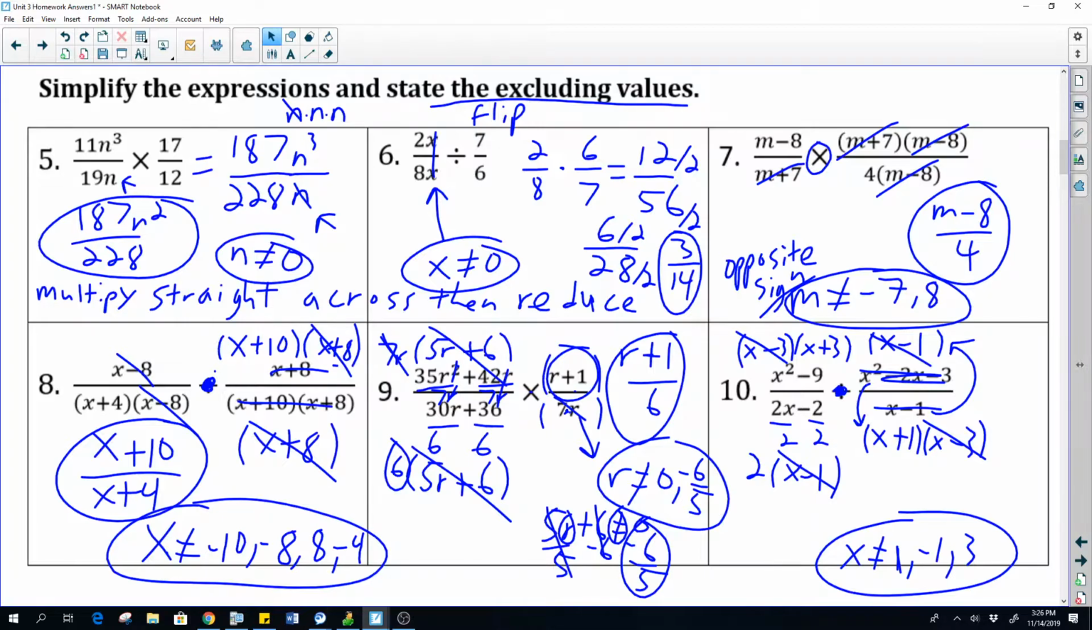And so all we're left with is x plus 3 on the top, divided by 2 times x plus 1 in the bottom. And you could multiply that through if you wanted to and get 2x plus 2, but you don't have to. And so that'll be our answer there. Sweet. So that was for number 10.